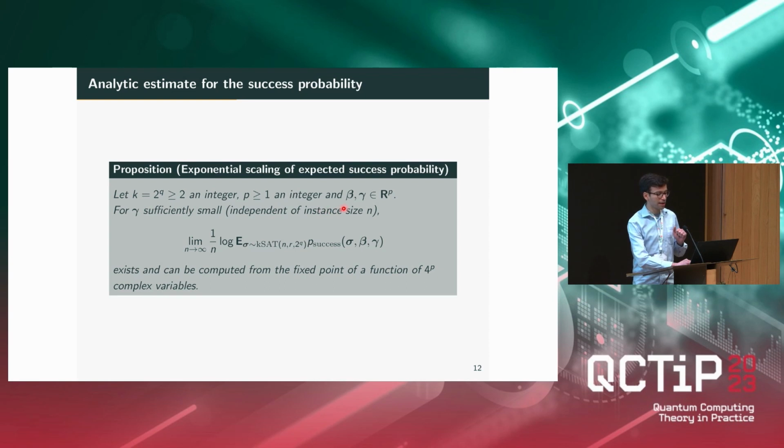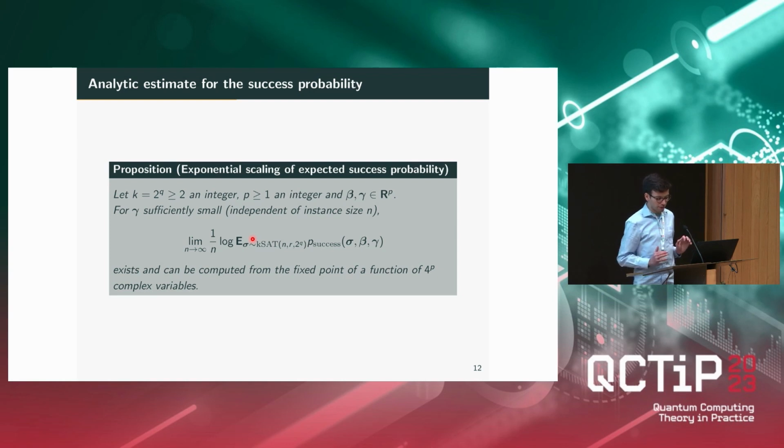And you give yourself variational angles beta, gamma, which are fixed. Then we know that for gamma sufficiently small, and this sufficiently small is independent of instance size n, the success probability of QAOA averaged over instances admits a scaling exponent, and this scaling exponent can be computed by finding the fixed point or critical point of a function of 4 to the power p complex variables.